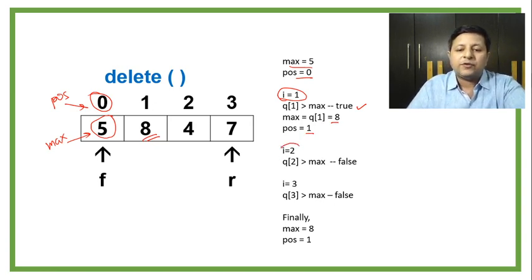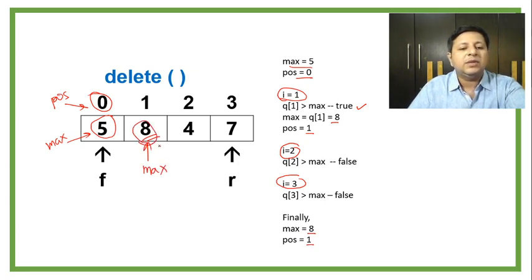The for loop continues. For i equals 2, q of 2, which is 4, is it greater than max? False, it's not. So there will not be any shifting. Then i becomes 3. q of 3, which is 7, greater than max is again false. So that will not be considered either. Finally, when the for loop ends, my max remains 8 and position remains 1. So we've identified that this is the final max, and this is the element which we need to delete.